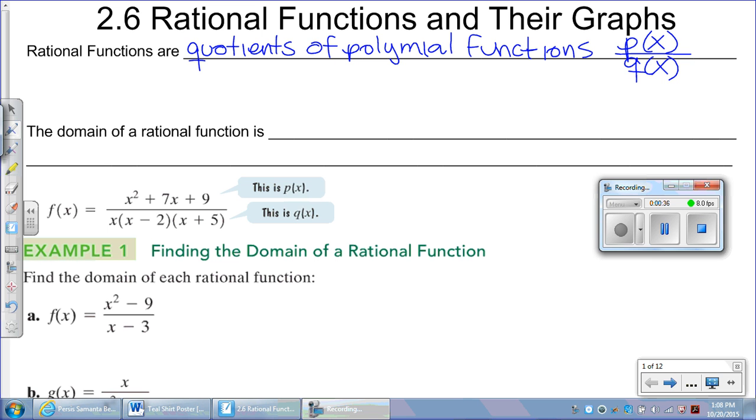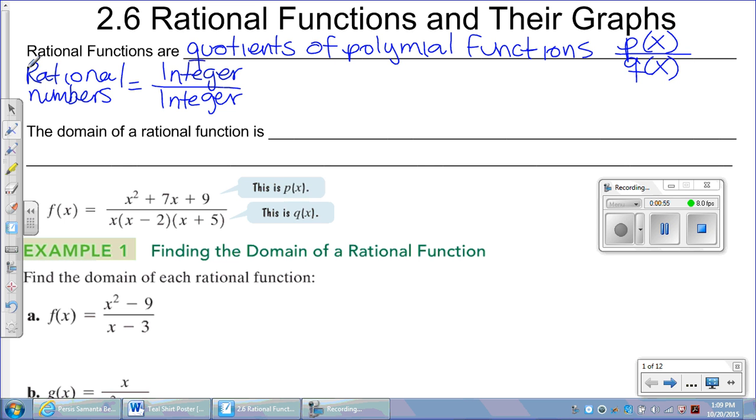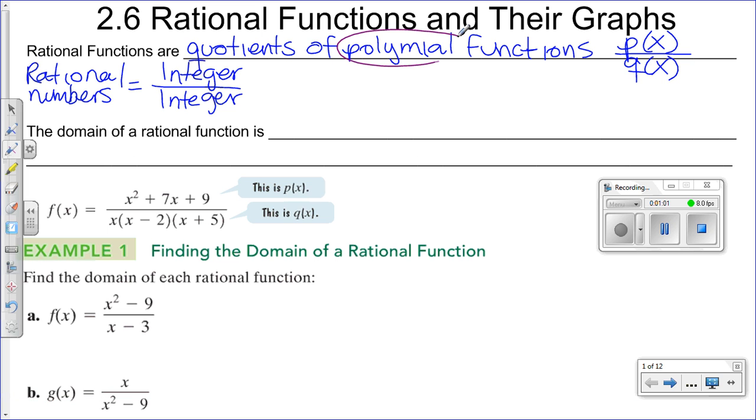Just to remind you, when we talk about rational numbers, those are the quotient of two integers. So it's an integer divided by an integer. So when we mention rational functions, it just makes sense that we're going to have the quotient of two polynomial functions. And remember, we used the letter P for polynomials, so for the second polynomial, we use the letter Q.